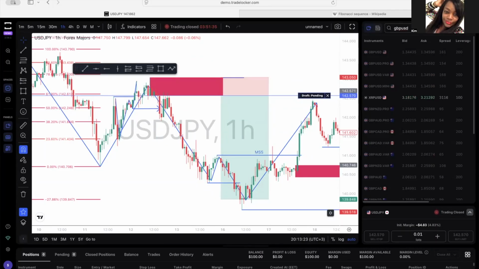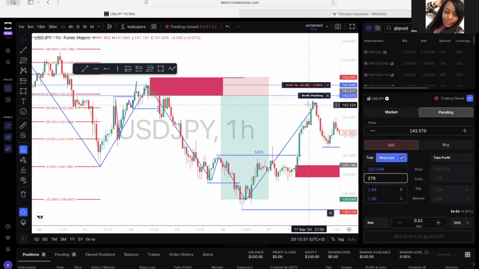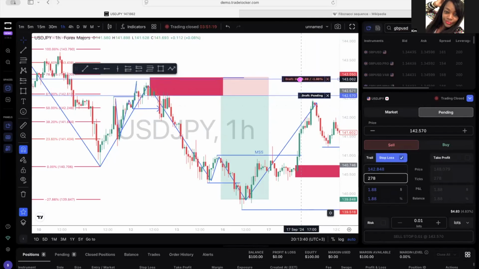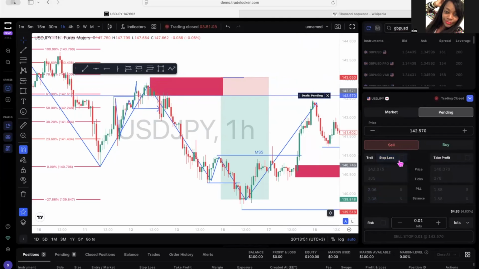But what I want you all to get used to is when you set this pending order and you set your stop loss, did y'all see that? This was the pending order that I set earlier. I set my stop loss. You can move this up and down to what you're willing to lose.